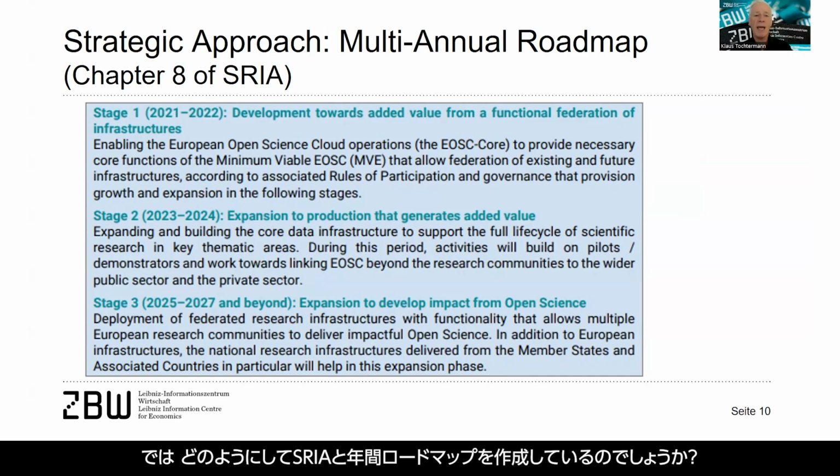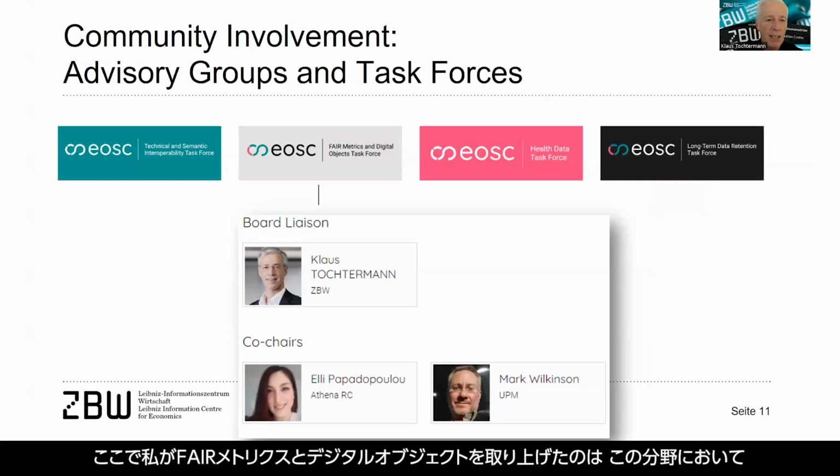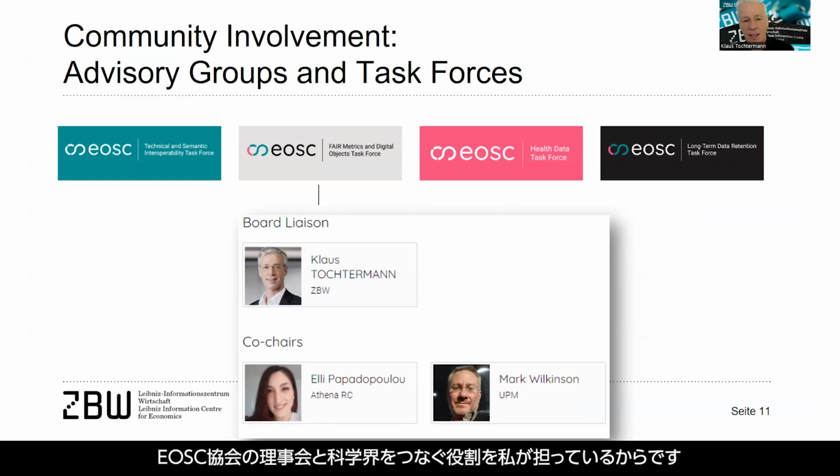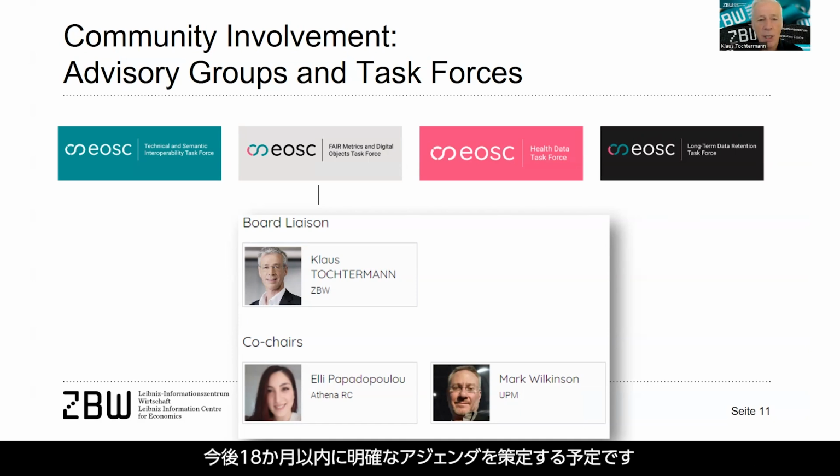And how do we create the SRIA and the annual roadmap? We do that in the form of so-called task forces. Currently, we have 4 task forces. I have highlighted here FAIR metrics and digital objects because I am the link between the board of the EOSC Association and the scientific community on this matter. And we have 55 researchers, experts from our member organizations, and they develop within the next 18 months a clear agenda for what needs to be done in order to improve FAIR metrics, FAIR metric assessment, and things like that.